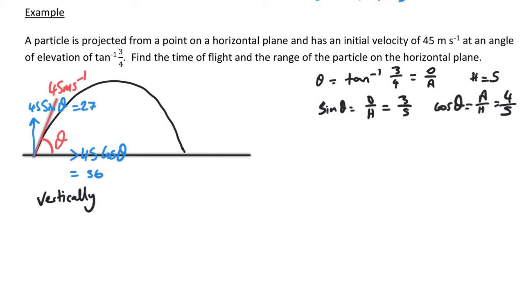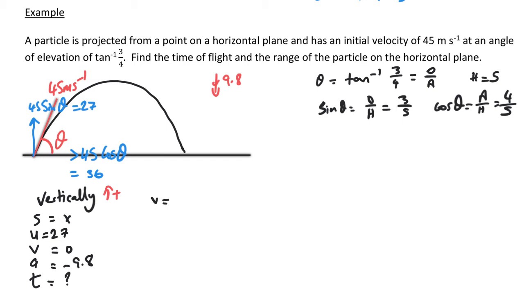So the time taken to get to the maximum height, if we do our SUVAT information, the final velocity is going to be 0. The initial velocity is 27. The height we're not looking for, so we don't care about that. The acceleration, well, it's gravity, and gravity is acting downwards. Obviously in this we've taken vertically upwards as positive, so that means acceleration is going to be minus 9.8, and time is what we're interested in. So we've got u, v, a and t. Our equation is going to be v equals u plus at.